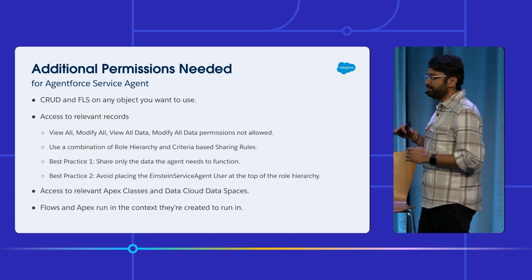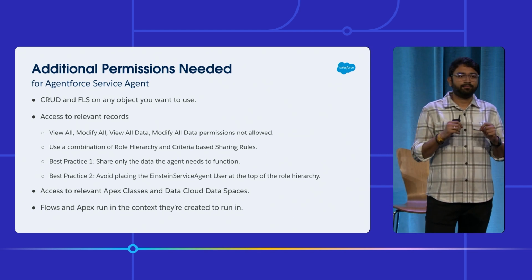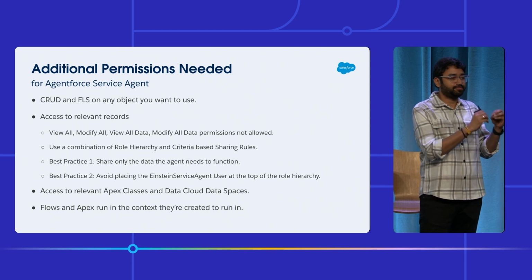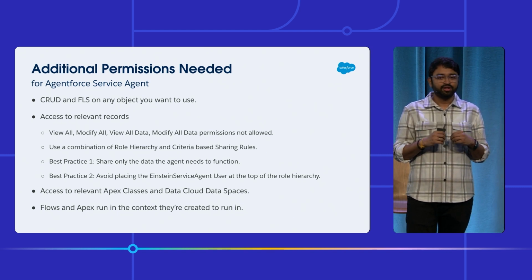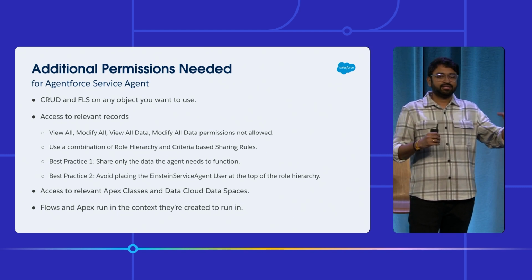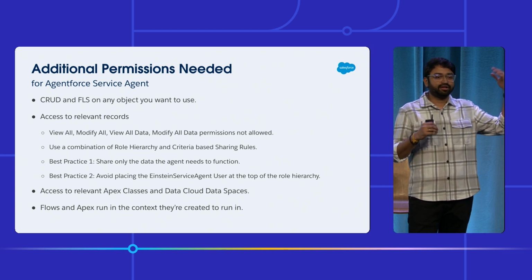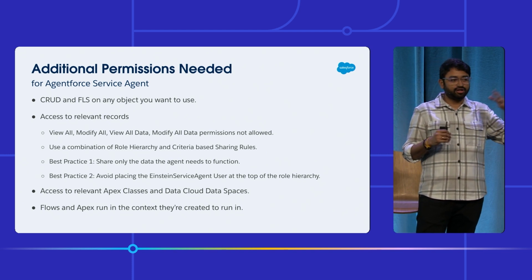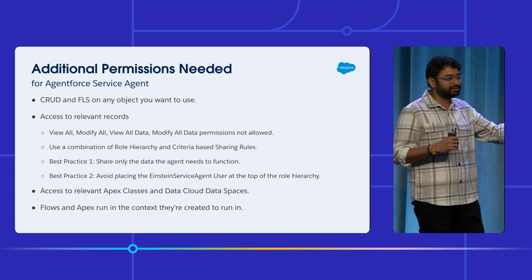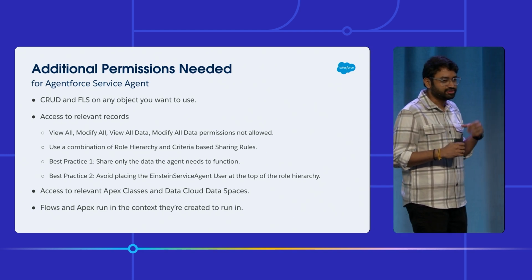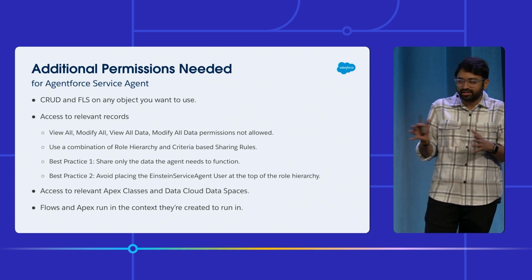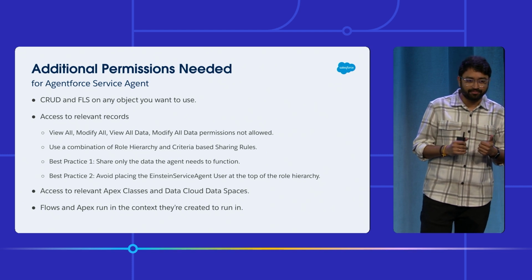Now it's important to remember that it is not just about giving CRUD and FLS for the objects that it will directly use. Even if it invokes an Apex class or a flow, which in turn use some objects, you need to give access to those objects as well. So it's not direct access, any indirect access as well, you need to be giving those permissions. You'll see a few examples in coming slides, but that's very important to remember.